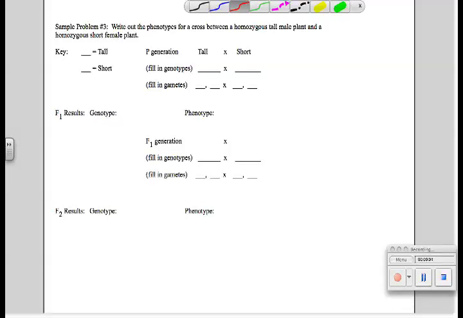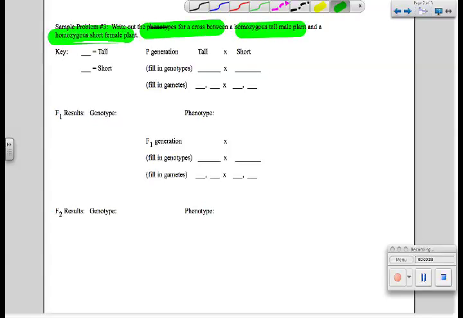Let's take a look at another sample problem. This problem again is from monohybrid crosses. This is sample problem 3. Let's find the important information. In this problem, I'm asked to write out the phenotypes. Write out the phenotypes for a cross between a homozygous tall plant and a homozygous short female plant.